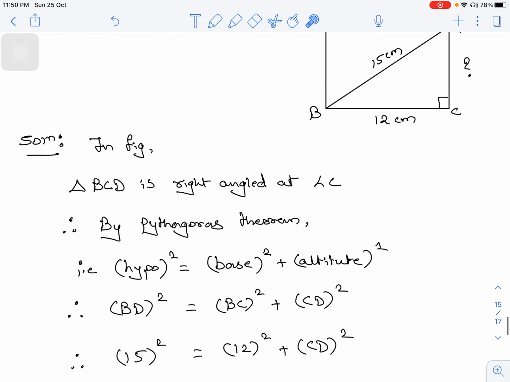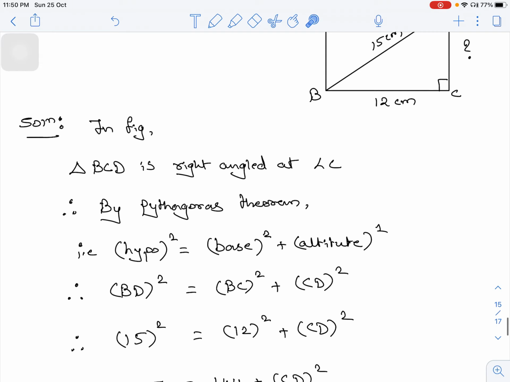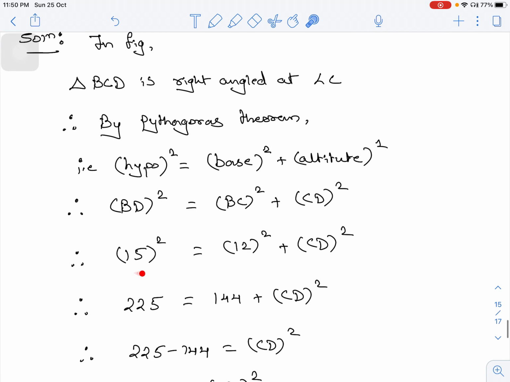So next, what do we get? Hypotenuse means BD square equals BC square plus CD square. Now what is the value of BD? It is 15 centimeter. BC is 12 centimeter. CD is unknown, we have to find its value. Next step, square of 15 is 225, square of 12 is 144, CD is unknown, so we have written it here.